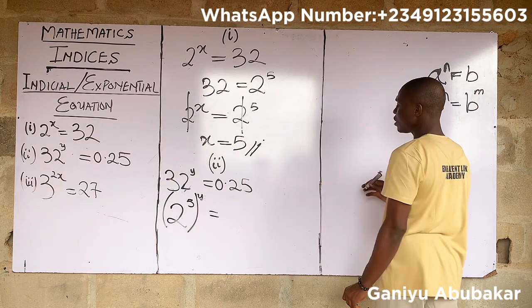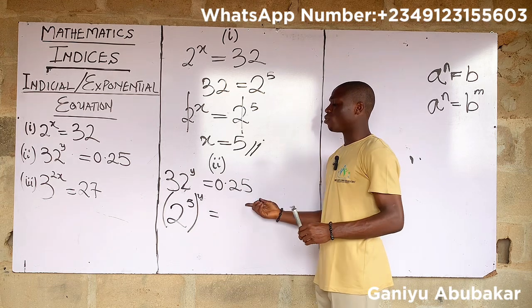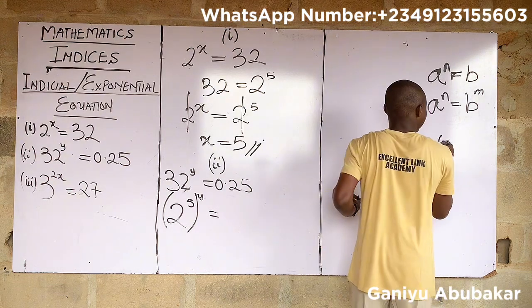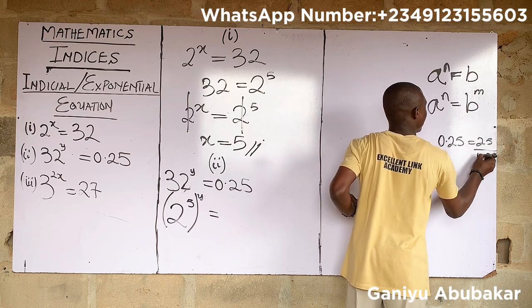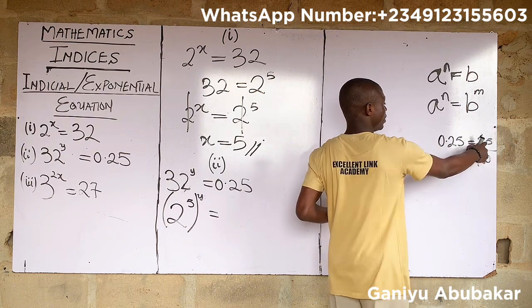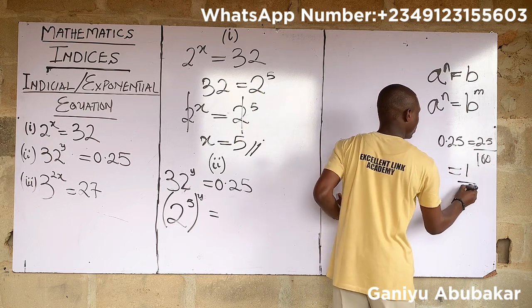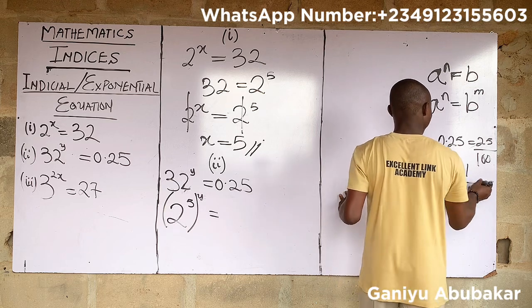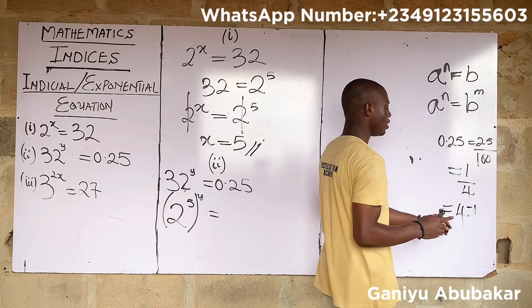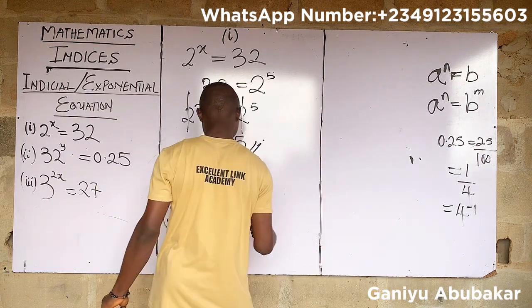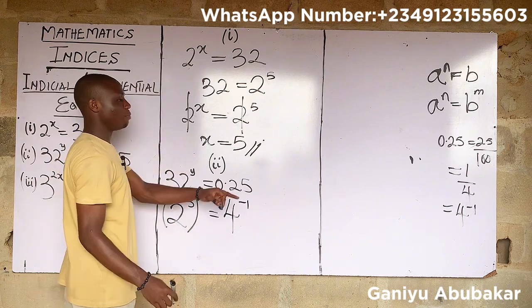Now this talks about the idea of decimals. So I'll take the decimal to a fraction. I have 0.25 is equal to 25 over 100 in fraction. 25 into 25 here is 1, and 25 into 100 is 4. So if I take it back to indices, I'll have 4 to power minus 1. So I will express this as 4 to power minus 1, as simplified as shown there.